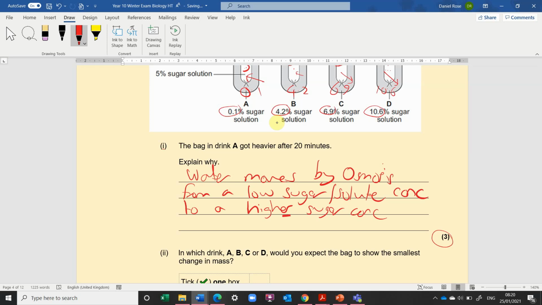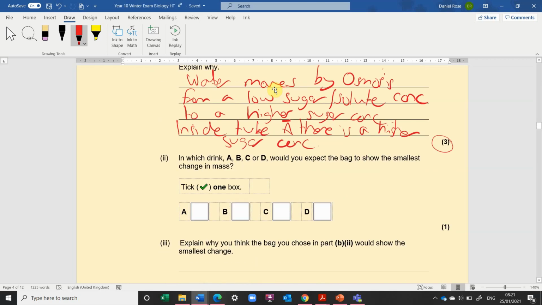I've said water's moving by osmosis from low to high. And in A, I need just to state where it is higher: inside tube A, there is a higher sugar concentration. So I've got my 3 statements. I could jumble those around a little bit and put my last statement first, but I'm explaining the rules of osmosis and making it really clear where the highest sugar concentration is.